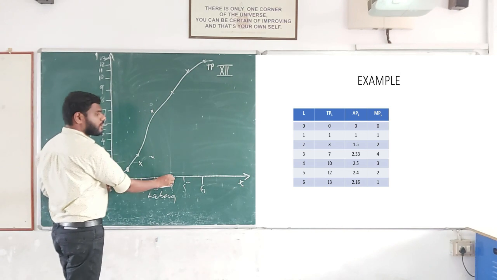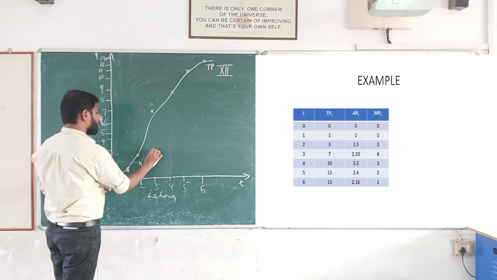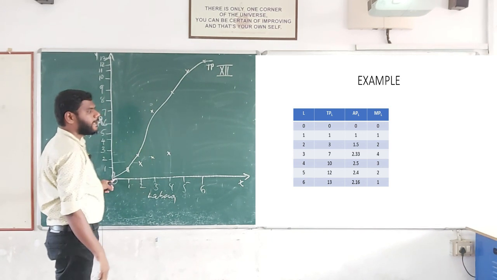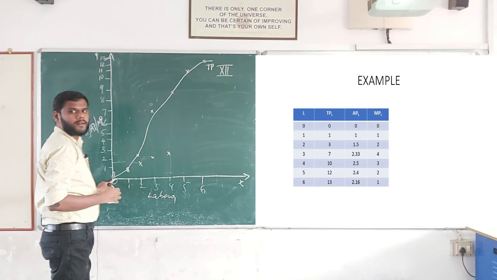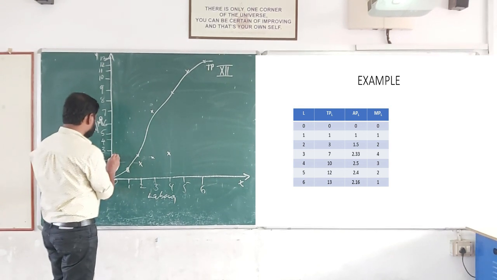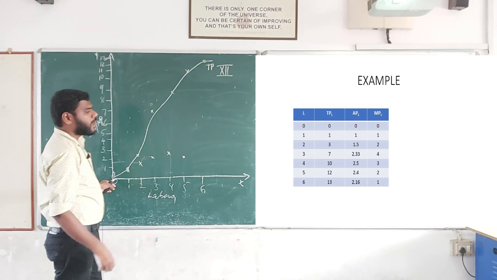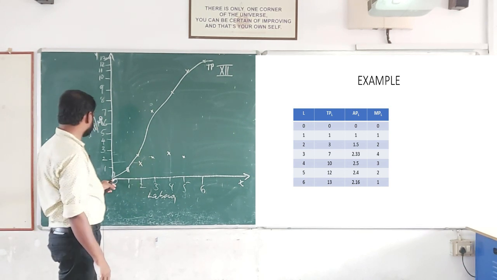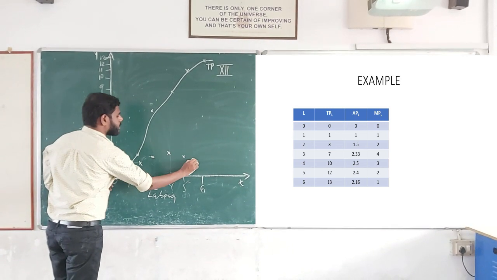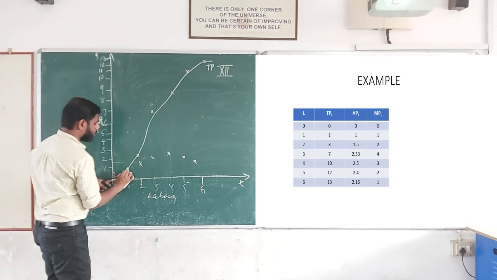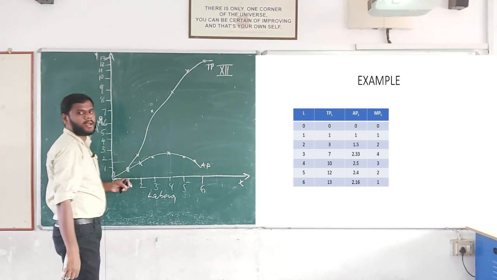Then at 4 units of labor, average product is 2.5. At 5 units, the average product is 2.4. At 6 units of labor, the average product is 2.16. We can draw the average product curve like this. This is the AP curve.